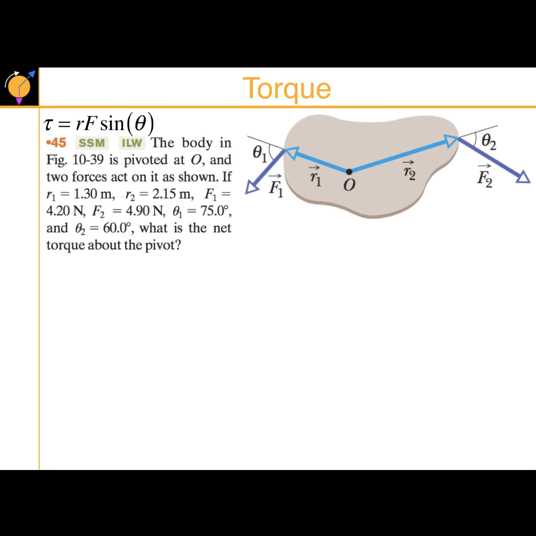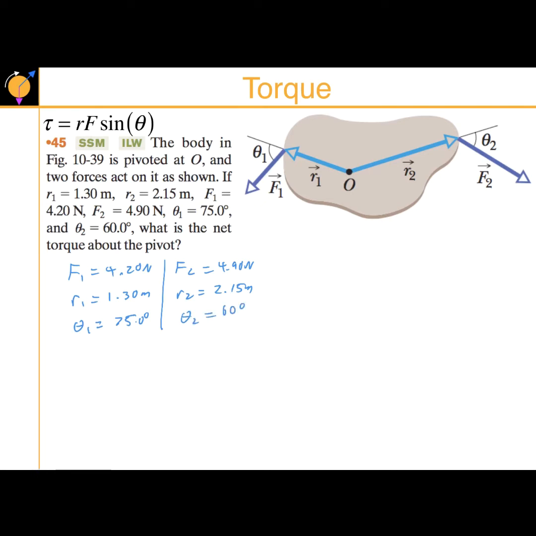Well, let's write down everything we know first, and then we'll calculate the net torque about the pivot point. So the force 1 is 4.20 newtons, and it is a distance of 1.30 meters from the pivot point, and it's making an angle theta 1 of 75 degrees. And then there's force 2, which is 4.90 newtons. R2 is 2.15 meters, and theta 2 is 60 degrees.